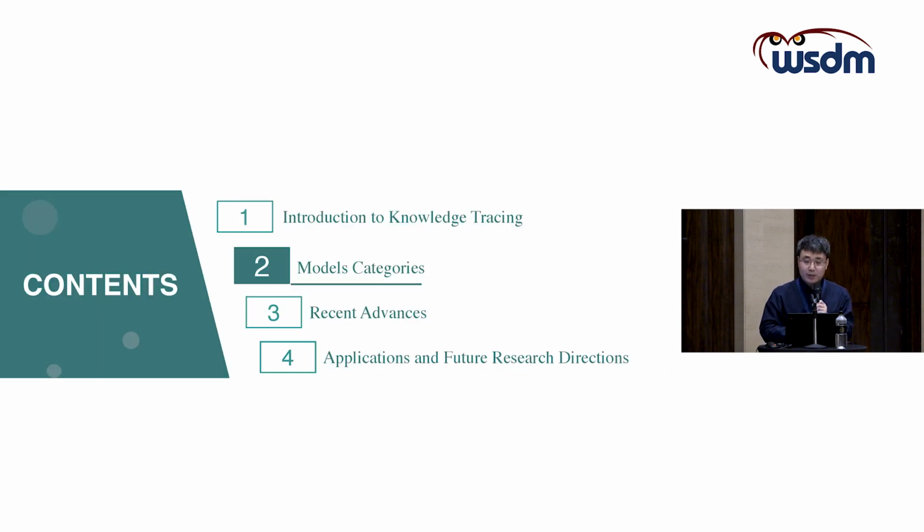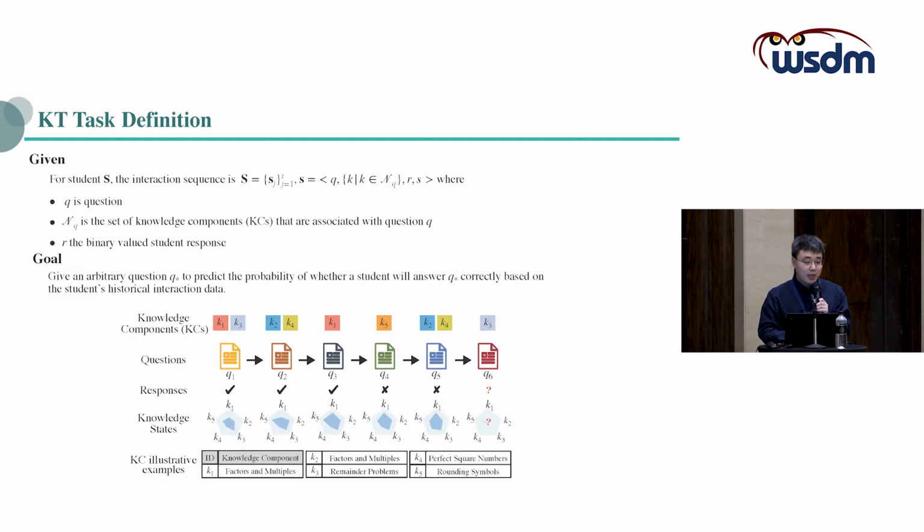Okay, now let me see the details about some models. Before I talk about some models, let's define the KT task briefly. Basically, the task is, given the student's interaction sequence, the sequence will contain the question, the knowledge component associated with the question, and the response. Our target is to predict, for a target question q star, the probability of whether a student will answer this question correctly based on the student's history interaction data.